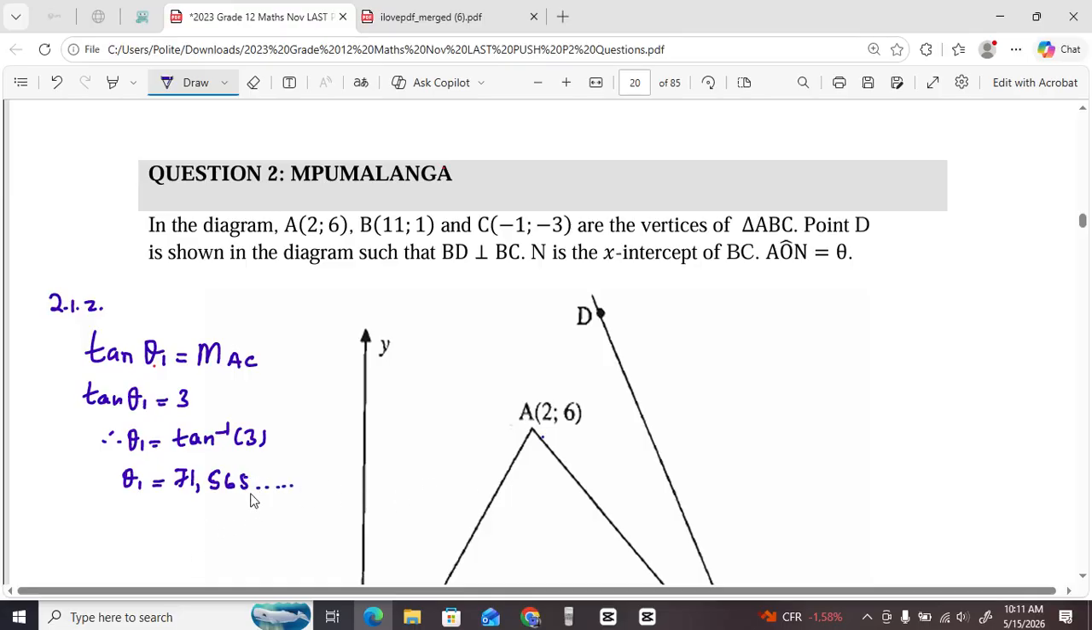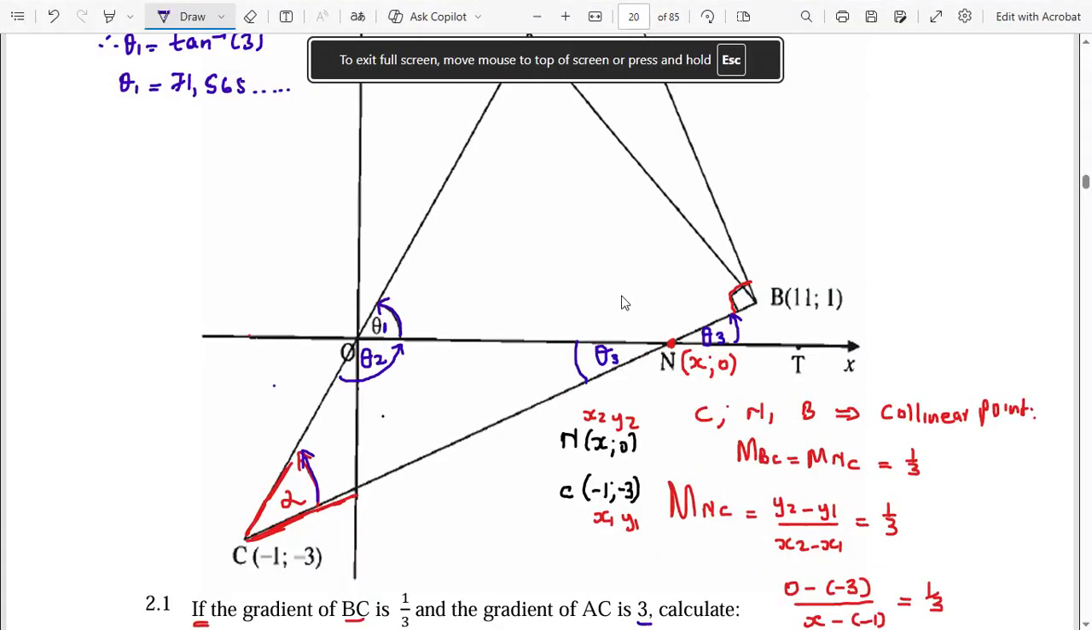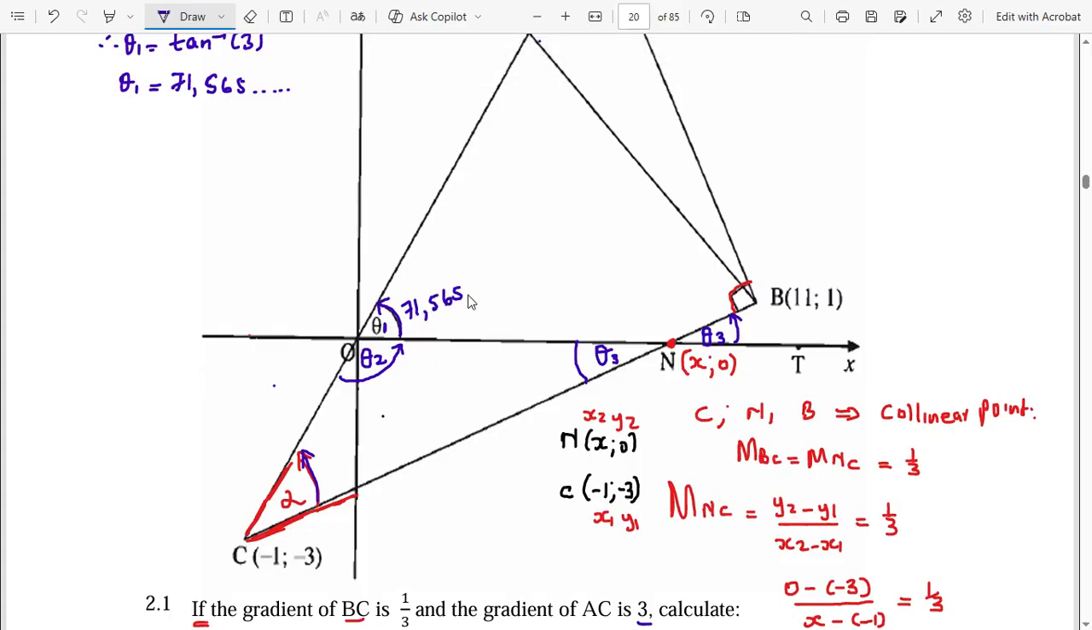Right. So since I have this, looking at that, we are saying that theta 1 is 71.565 and so on. Then I'll go to the calculator to find theta 2. Theta 2 will be 180 degrees minus theta 1, which is 71.565 and so on. Then you give them a reason: angles on a straight line. Right, you give them that reason.